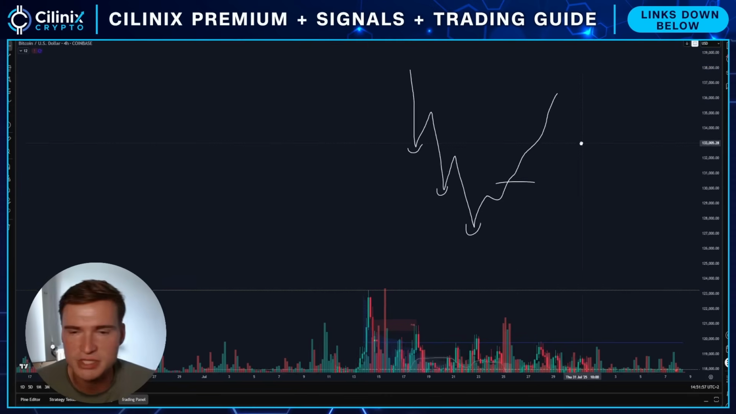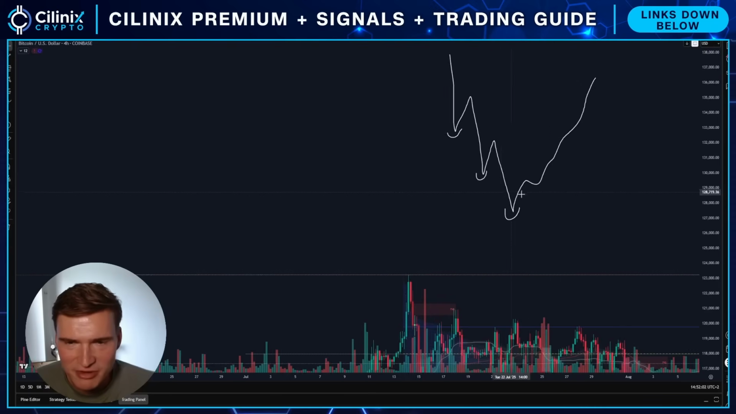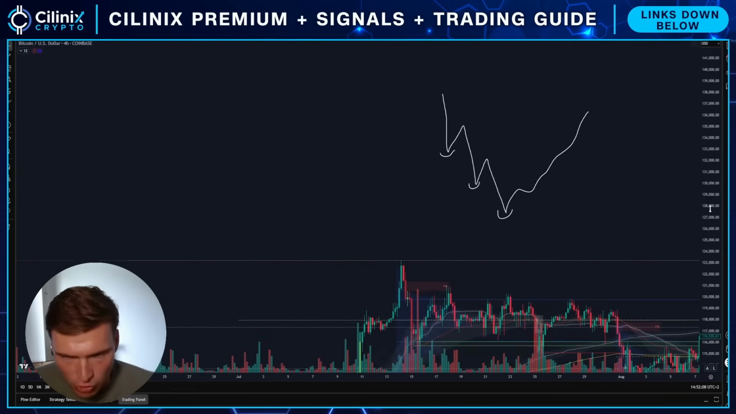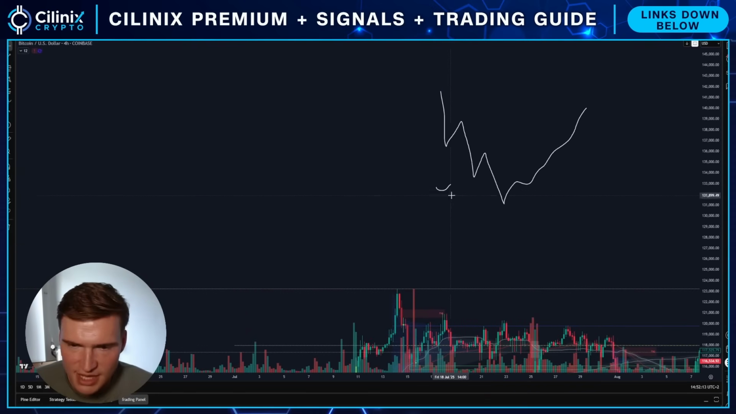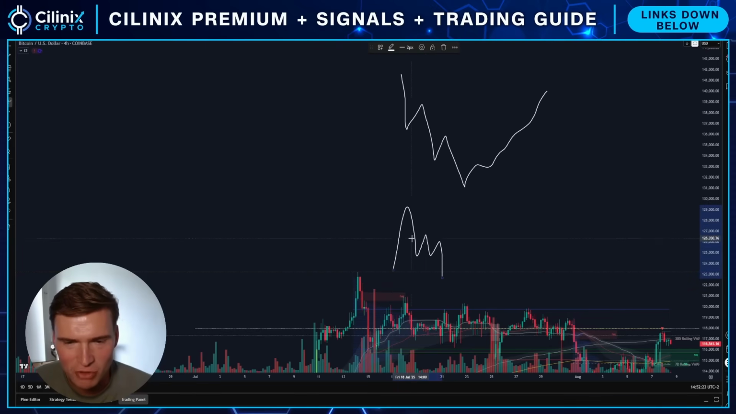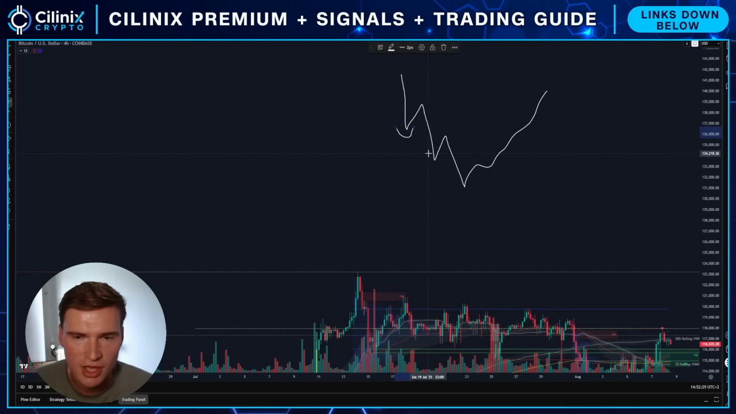But the key to a 3-drive pattern is not that we have 3 drives down. No, the key is that with every drive down, or at least from the second to the third, the volume gets lower. So what you basically have to think is that while the price does this, the volume does this. The volume gets lower and lower with every move. We have the highest volume here. Here the volume can still be high, but it should be lower, or preferably it's lower. And then with the third one, the volume is lowest.